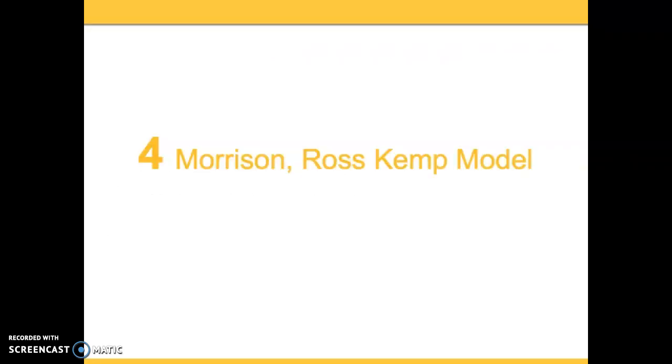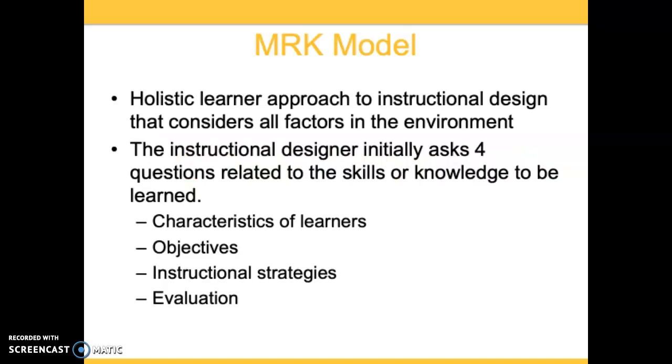So in class, we will use Morrison, Ross, and Kemp's model. We chose this book and specifically this model because it's a very holistic model. It'll help us learn about the holistic learner approach to instructional design, that considers all factors in the environment, which is based on the model. And initially, instructional designers asked 4 questions, which is based on the characteristics of learners, learning objectives, instructional strategies, and the evaluations.